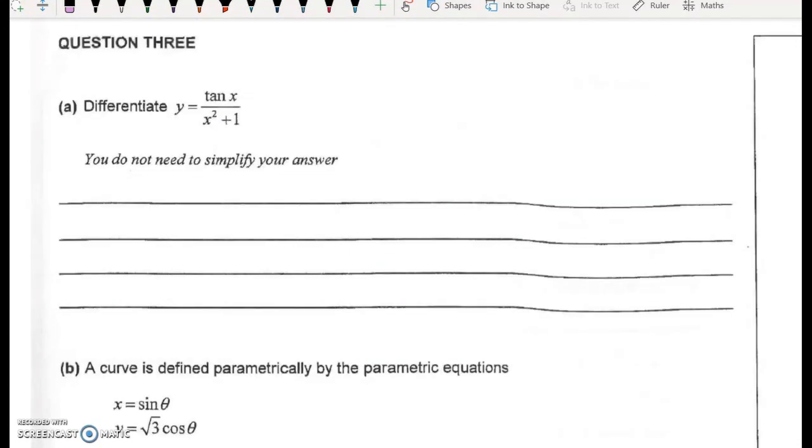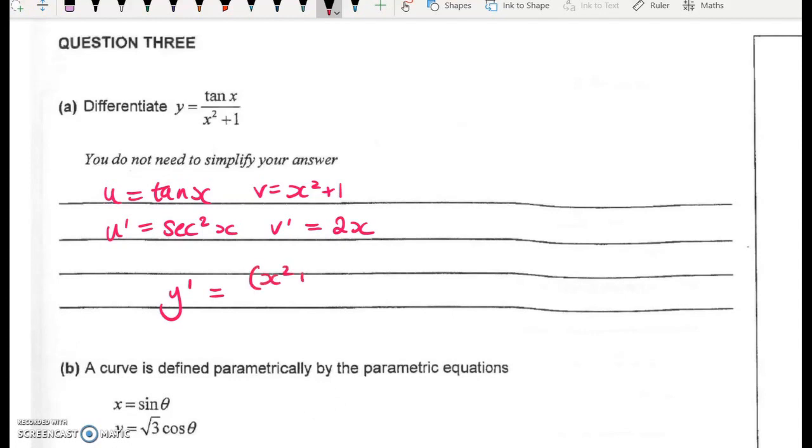Right, now we carry on with question 3, and we have ourselves a quotient rule to start us off with part A. So we have that u is tan x and v is x squared plus 1. So the derivative of tan x is sec squared x, and this is on your formula sheet. Derivative of x squared plus 1 is 2x. Put that together to get the derivative of y, and we get x squared plus 1 sec squared x minus 2x tan x, and we're just putting it together as the quotient rule, which is also on your formula sheet, and we don't need to do any simplifying.